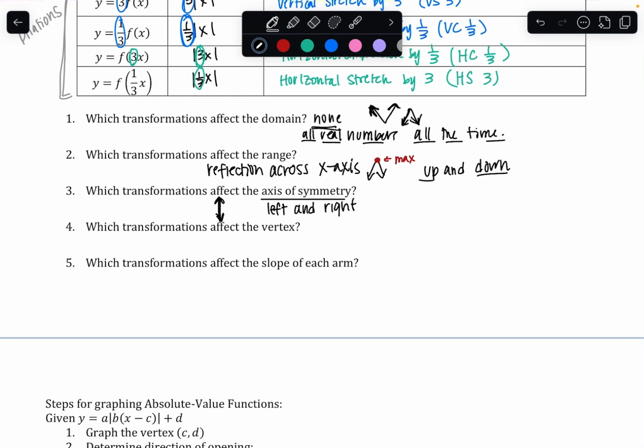Okay, and then for vertex, that's any translation. So left, right, up, down, you can move that point just by translating. Left, right, up, down.